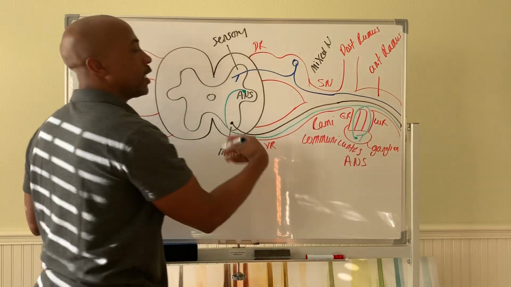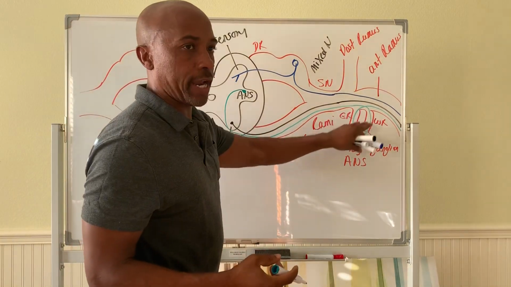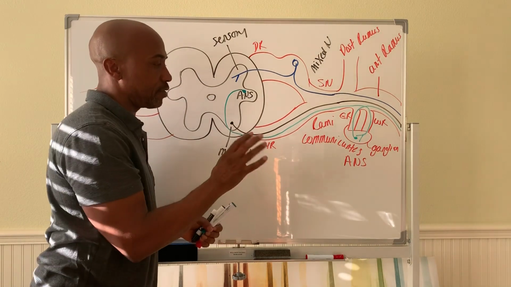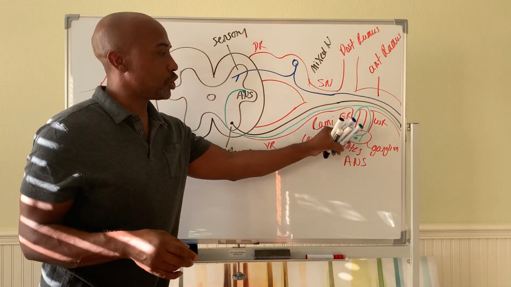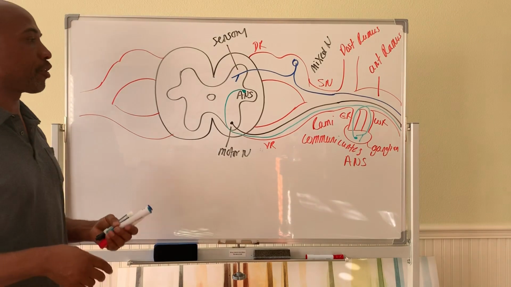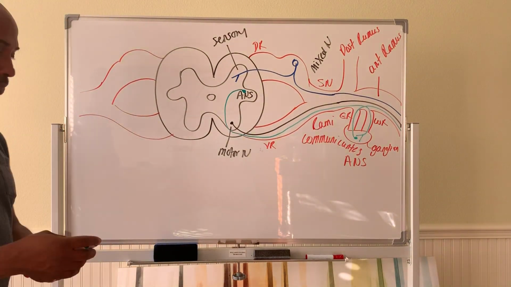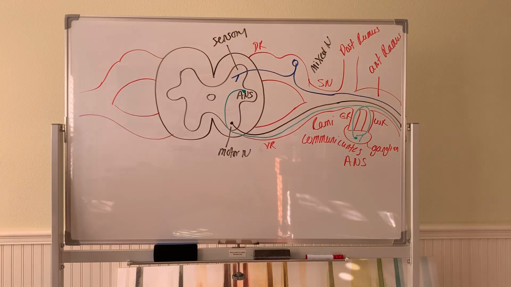That's how the ANS uses this part right here. Okay, it's a bit complicated. Read the PowerPoint and see if you get it. If not, just email me or Zoom me, and I'll try to expand further on what's going on here in the rami communicantes.